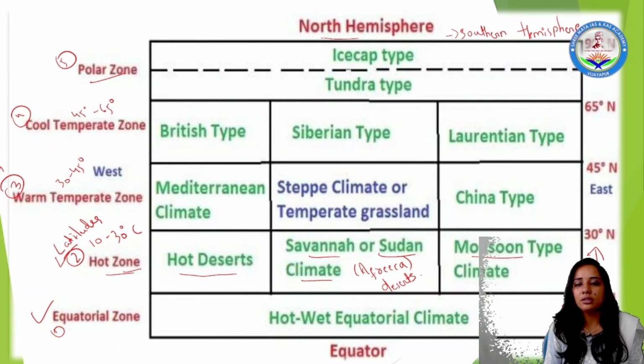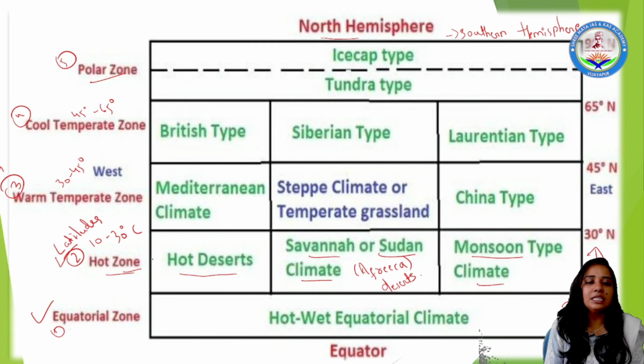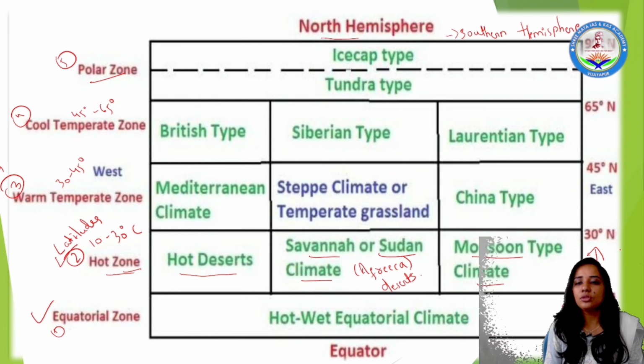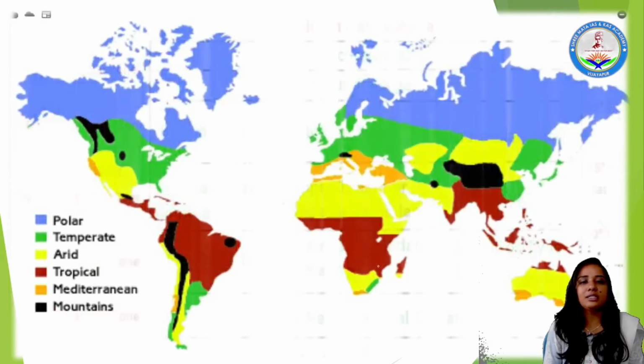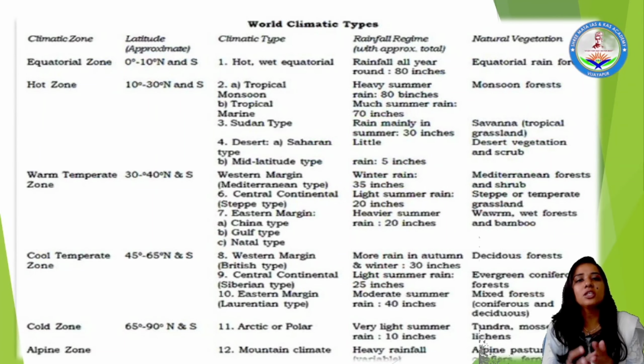Next is the monsoon type of climate. These three types of climates together lie in the latitude of 10 to 30 degrees. Like that only, if you come to 30 to 45 degrees, 45 to 65 degrees, the climate zones vary from one to another. There is an NCERT source given. This is one of the tables which is present even in your NCERT.